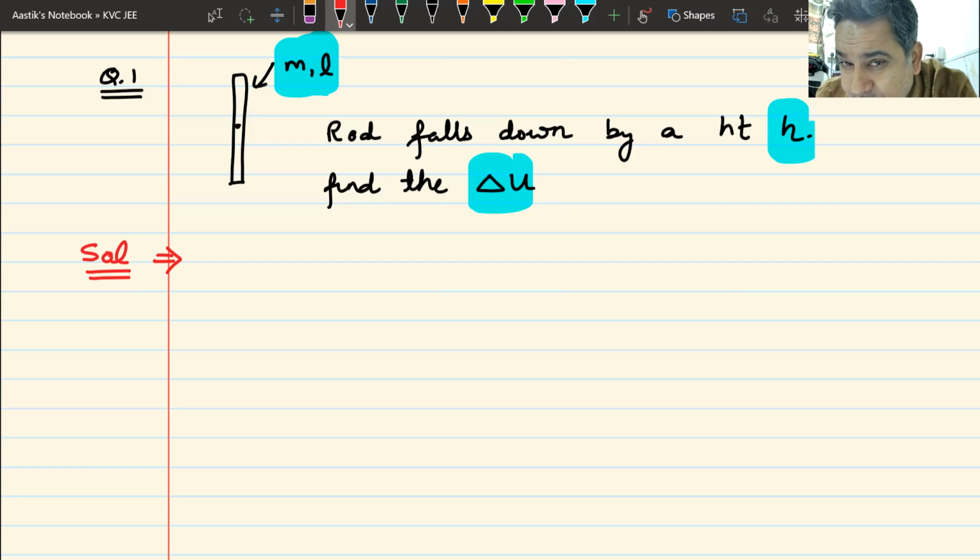Plus mgh? So final energy is more and initial energy is less. Initial energy is less. Is that so? Something falls. Why does something fall? Minus mgh, sir. Yes, minus mgh is the correct answer.